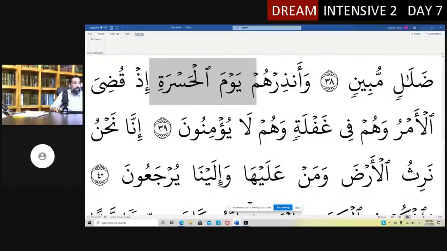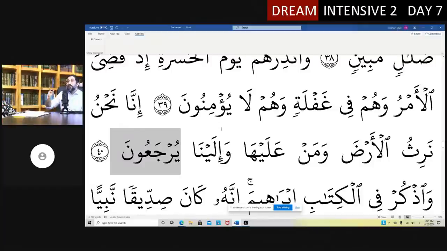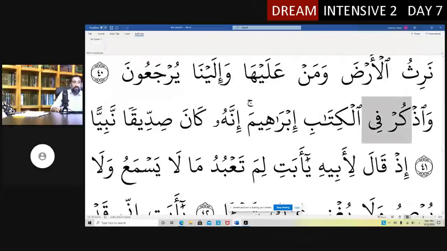Inna nahnu narithu al-ardha wa man 'alayha wa ilayna yurja'un. We are the one who will inherit the earth. We and whoever's on it, and to us alone do you have to go back. You're not going to go back to Jesus. Jesus is not going to inherit the earth. I will inherit the earth. I alone will inherit the earth. Now that you understand that, you need to understand you don't really follow the religion of Ibrahim. So now you're ready for the story of Ibrahim.